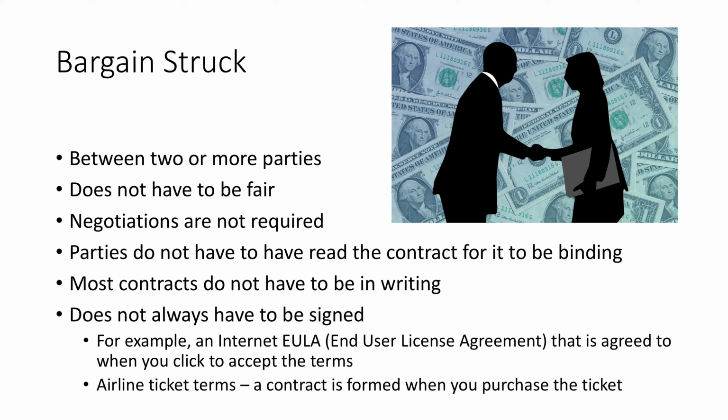And so what does that entail? Well, there's two or more parties, otherwise it can't be a contract. It does not have to be fair. So that's important for you to understand. A contract doesn't have to be fair. It can be very unilateral, very one-sided. Negotiations are not required. Parties do not have to have even read the contract for it to be binding. People sign things all the time.